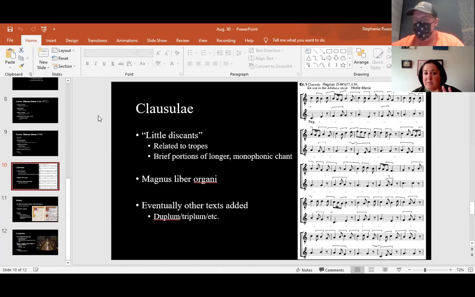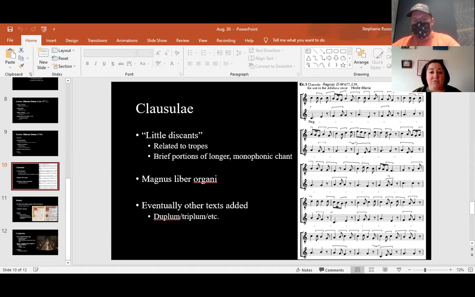Now, clausulae is plural. The singular is just clausula. So clausulae, plural, singular is clausula. Everyone with me so far? Do we all know what a discant section is? Yeah. Fantastic. So the discant sections are also called clausulae, and that just literally means little discants.